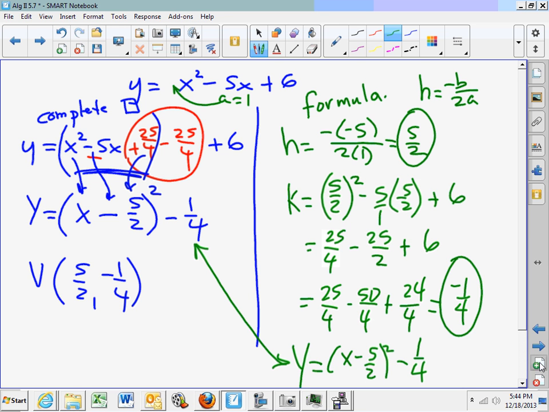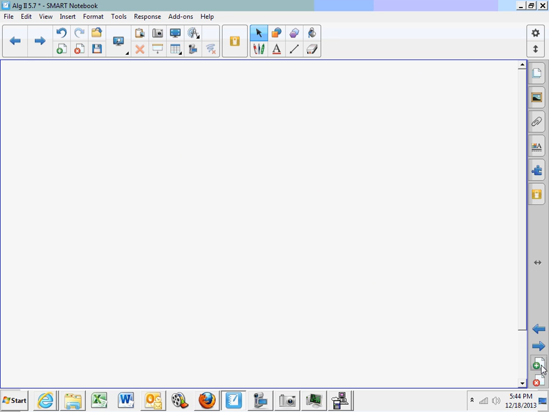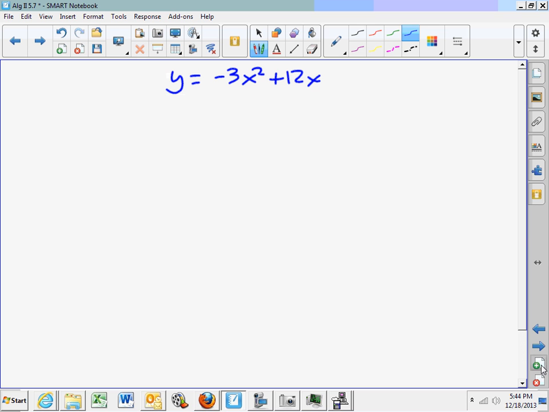Now, let's do one more example, and this time I'm going to choose one that has a coefficient other than 1 in front of the x squared. So let's try y equals negative 3x squared plus 12x minus 7. I don't know where this is going. First of all, let's use the formula method this time.